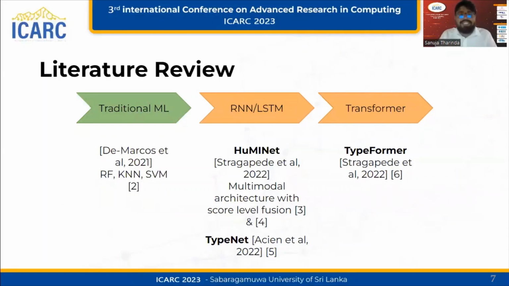Now, let's take a look at a brief overview of the literature survey for this paper. Behavioral biometrics-based continuous authentication systems have first been built with traditional machine learning models using algorithms such as random forest, KNN, and SVM. After the emerging of deep learning approaches, systems have been developed with deep learning approaches such as recurrent neural network and long short-term memory. The latest trend includes transformers. In our work, we are adapting three systems from those literature reviews. Those systems are named HumanNet and TypeNet, which use LSTM models, and Typeformer, which uses a transformer-based approach.